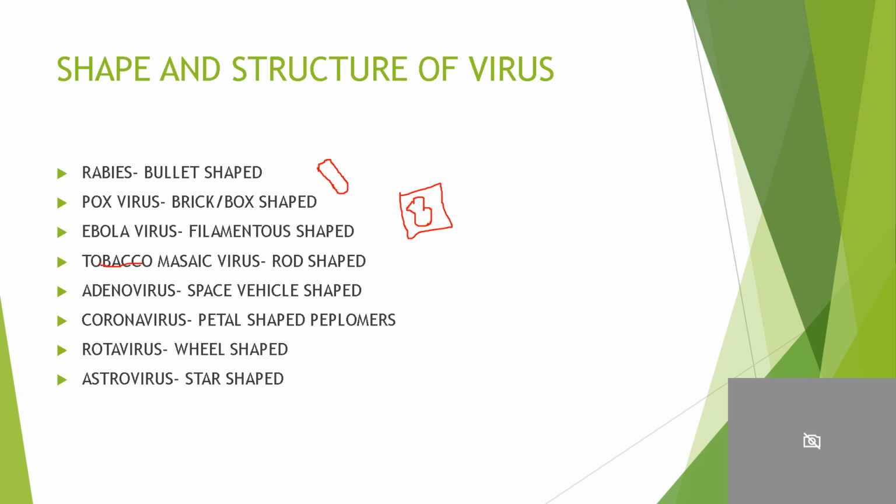Then is tobacco mosaic virus. Tobacco virus is like your rod shaped, your cigarettes. Okay, so those are your tobacco mosaic viruses. They are rod shaped. Then is adenovirus.